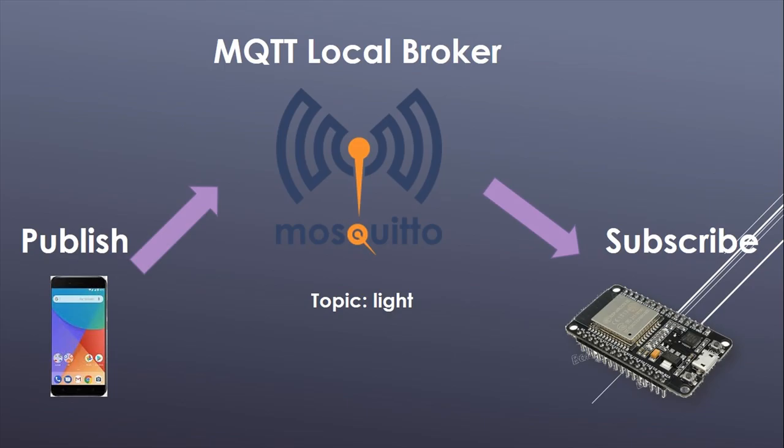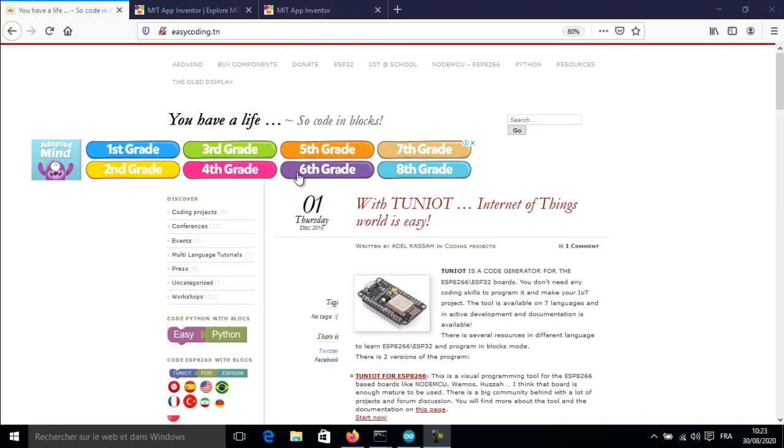This is our MQTT architecture. I have installed an MQTT broker in my computer. The phone will act as a publisher on the topic light, and the ESP32 will be subscribed to the topic and will receive the message on or off.